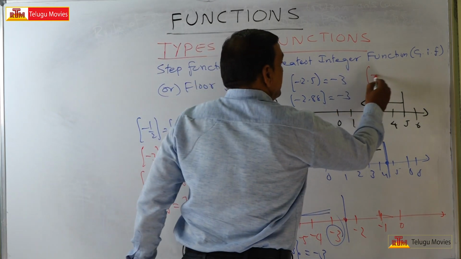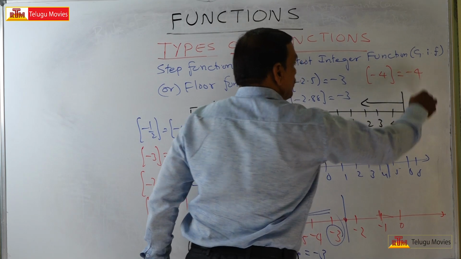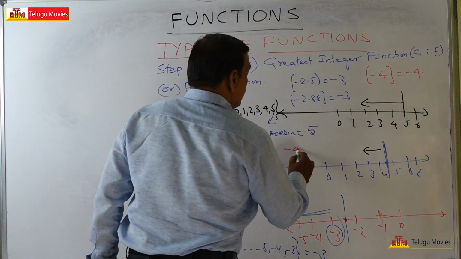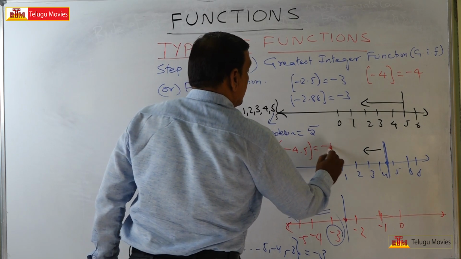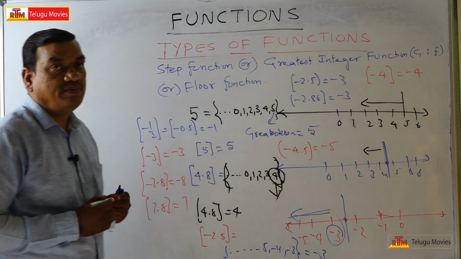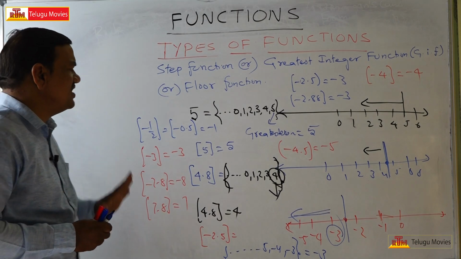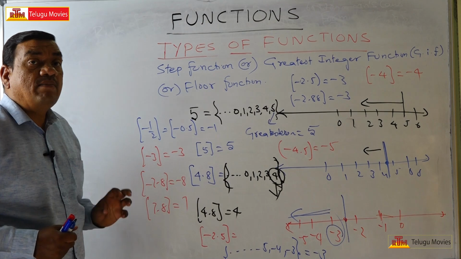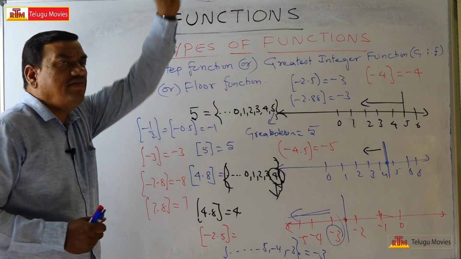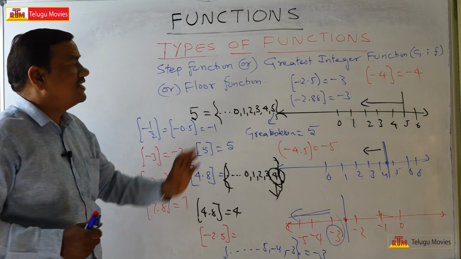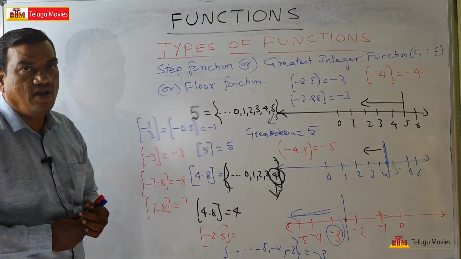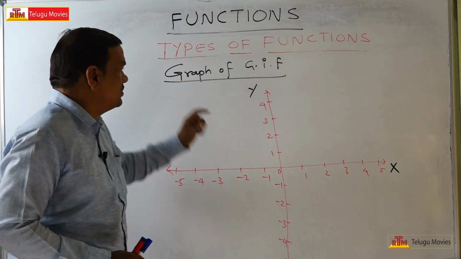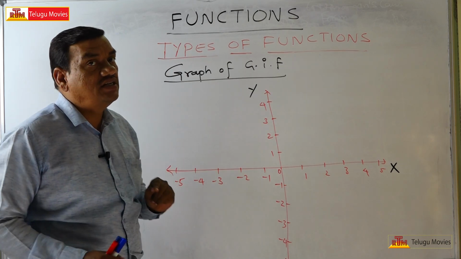Step of minus 4 is minus 4 only. Understand? Step of minus 4.5 is minus 5. Understand these step functions? Very simple. Okay, now let us see some very important properties of this greatest integer function. Okay, now friends, before going for properties, first see the graph of the greatest integer function.